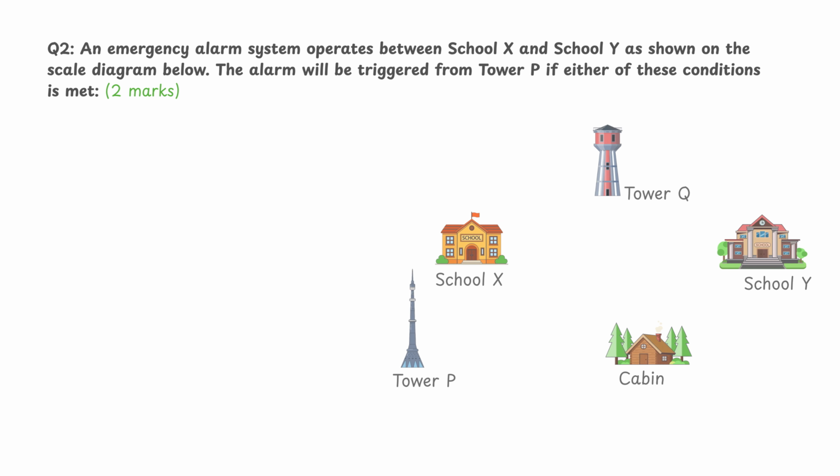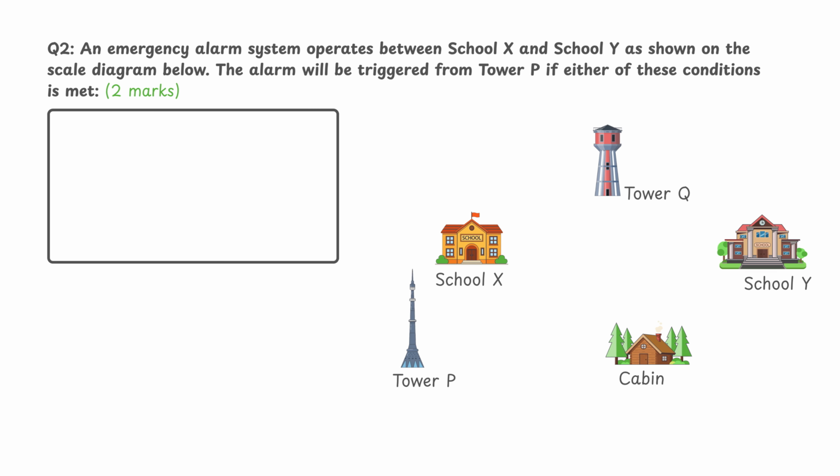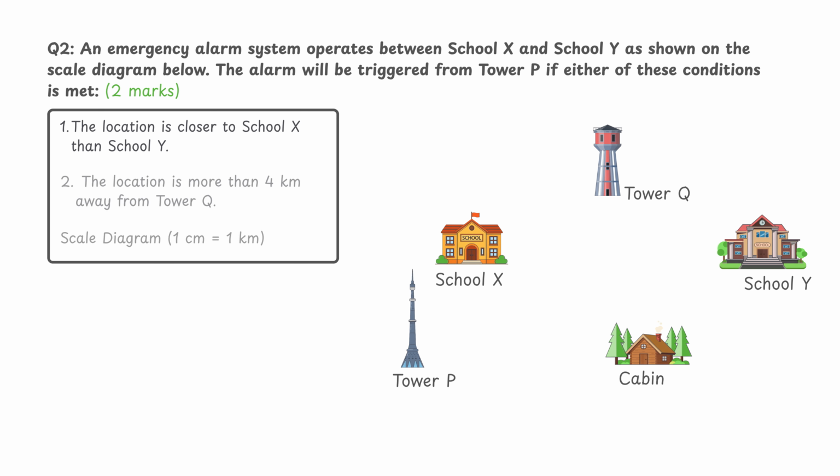An emergency alarm system operates between school X and school Y as shown on the scale diagram below. The alarm will be triggered from tower P if one of these conditions is met. First, the location is closer to school X than school Y. Or second, the location is more than 4 kilometers away from tower Q.